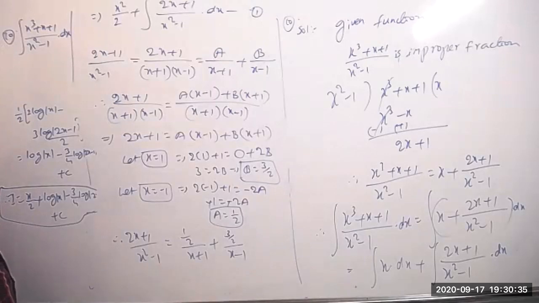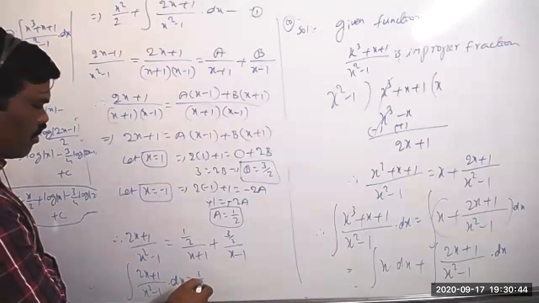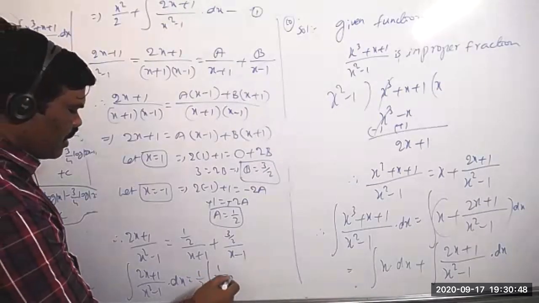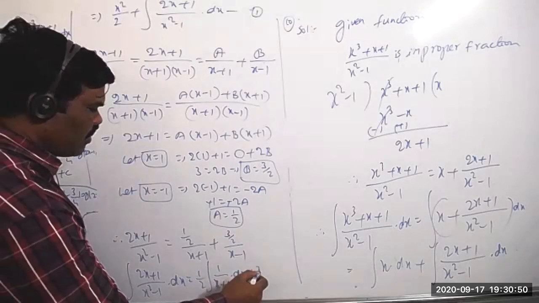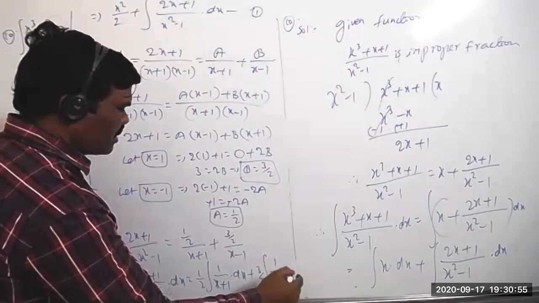Apply integration on both sides. Therefore integration of 2x plus 1 by x square minus 1 into dx is equal to 1 by 2, we are taking common here now, integration of x plus 1 into dx is the first term. 3 by 2 is the common, integration of x minus 1 into dx is the second term.